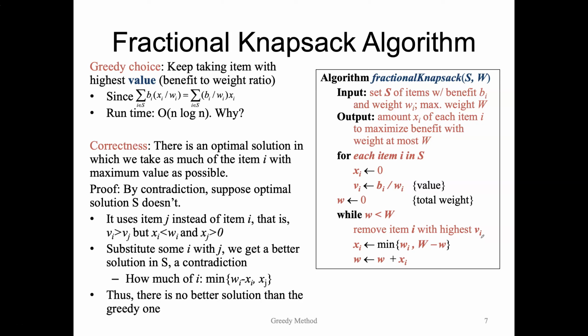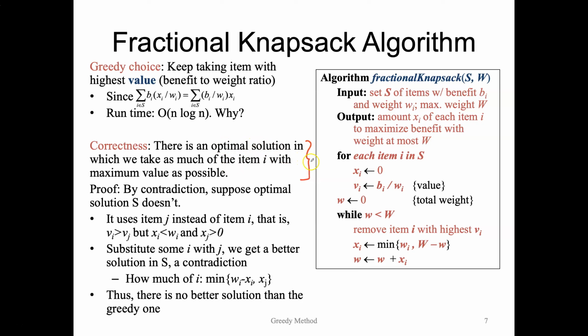And how we can show that is by proving that there is an optimal solution where we take as much of this item that has the maximum value as possible. This is the claim we want to prove, which is to say that our problem has the greedy choice property. Our greedy choice is taking as much as we can of the item with the maximum value, and we want to show that there is an optimal solution which includes that.